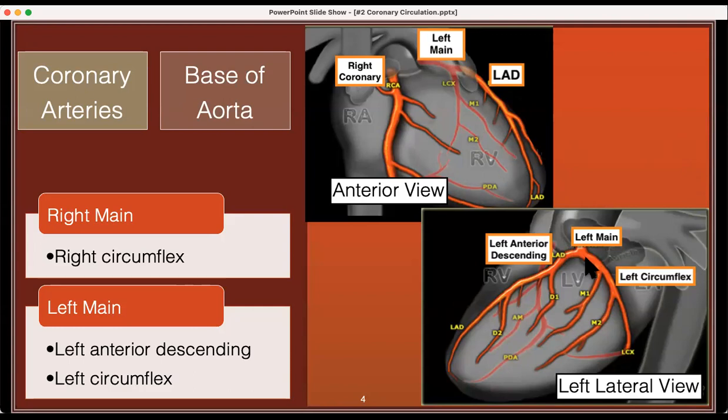And this bottom photo is showing the base of the aorta and the left main coronary artery feeding the majority of the heart. And the left main splits into the left anterior descending that feeds the interventricular septum, the majority of the left ventricle, and then the left circumflex that comes around.